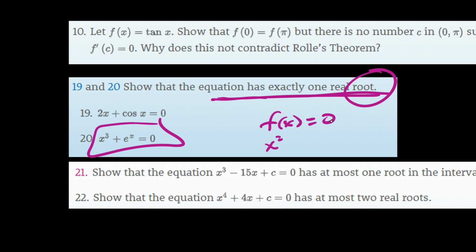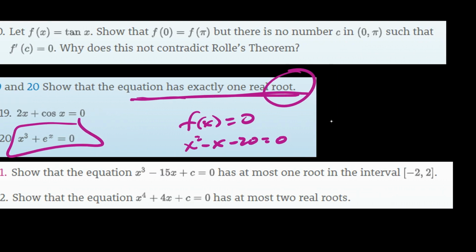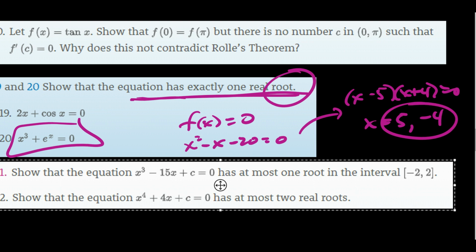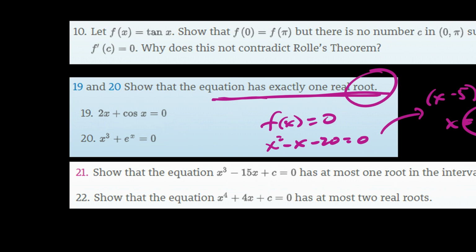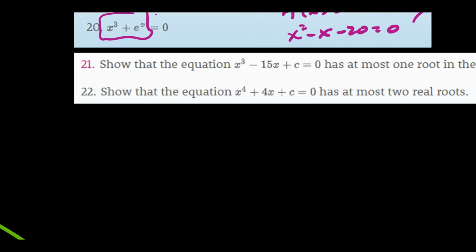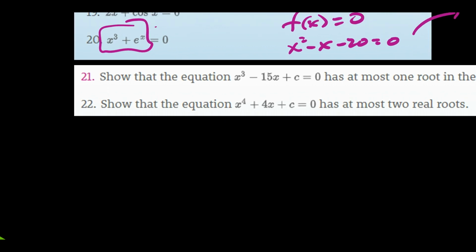So if you had something like x squared minus x minus 20 equals 0, then when you factor that, you see that x minus 5 and then x plus 4 equals 0, and you end up getting x equals 5 and negative 4. 5 and negative 4 are the roots because when you plug them in, you get 0. So the question here is, show that this function has exactly one real root. Well, the answer to that is the same thing as the question for this.